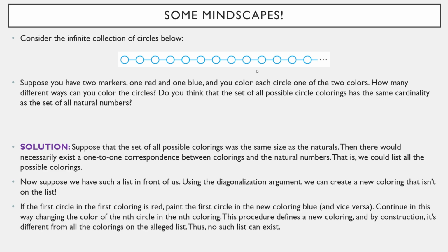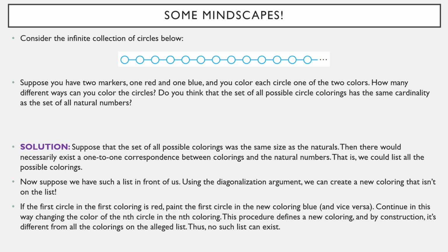So let's do a mindscape here. This was taken from the textbook, and it says, consider the infinite collection of circles below. So you have circles that go on for infinity. And suppose you have 2 markers, one red and one blue, and you color each circle one of the 2 colors. So I could go red, red, red, red, red, blue, red, red, red, red, whatever. I do it. It doesn't matter. So how many different ways can you color the circles? Obviously, you could do it in an infinite number of ways.